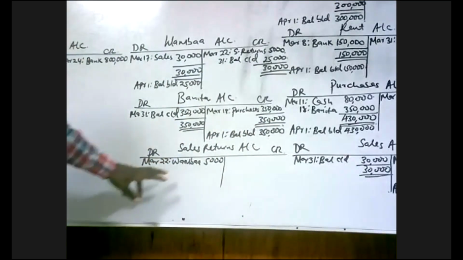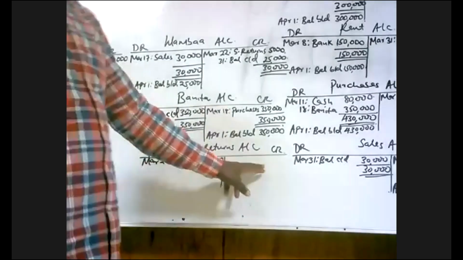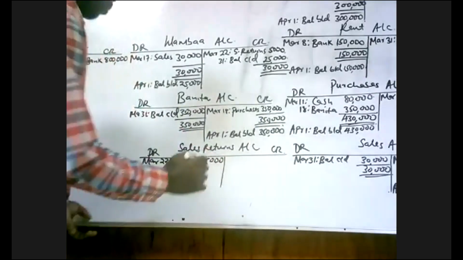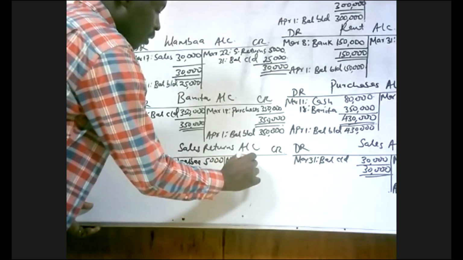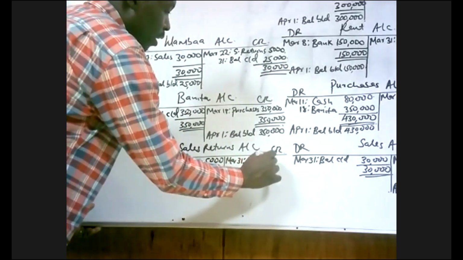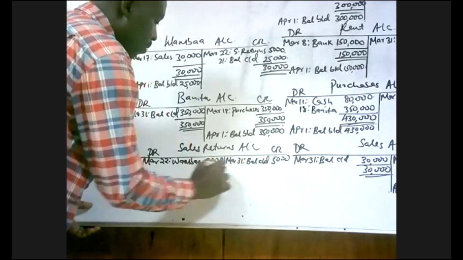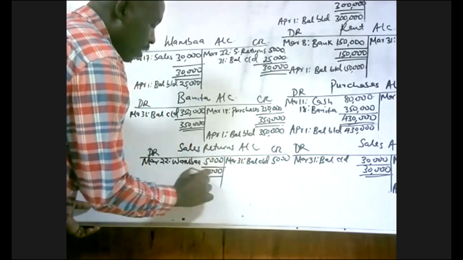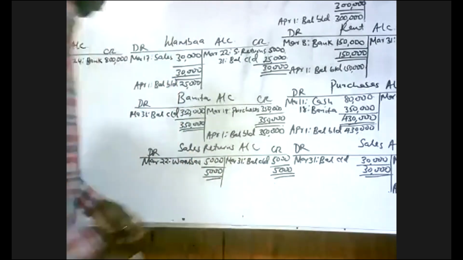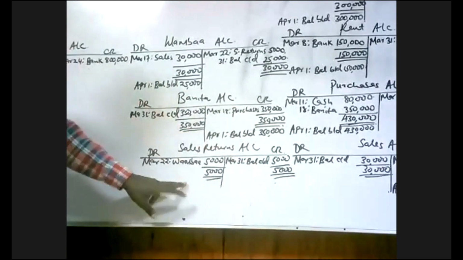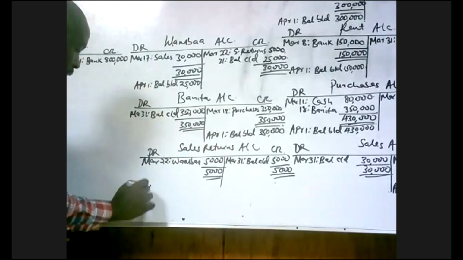Sales returns, debit 5,000, credit nil. Balance carried down 5,000. We have 5,000 here. We have 5,000 here. If carried down is here, brought down is going to be here, everyone.